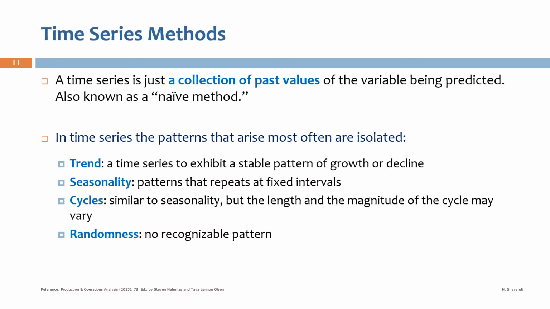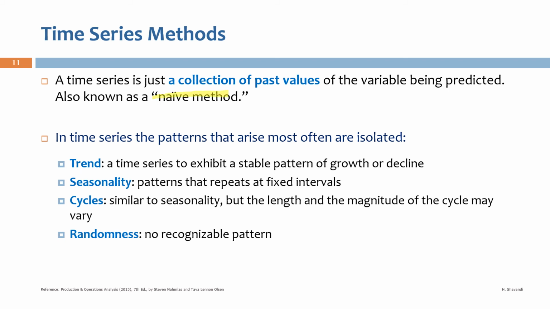But in time series models, we don't have a collection of independent variables. So here we just have a collection of past values of the variable that we are going to forecast in the future. So we just have a series of data, the value of that variable in the past, and based on that we will forecast its future value. And this method is also called a naive method.